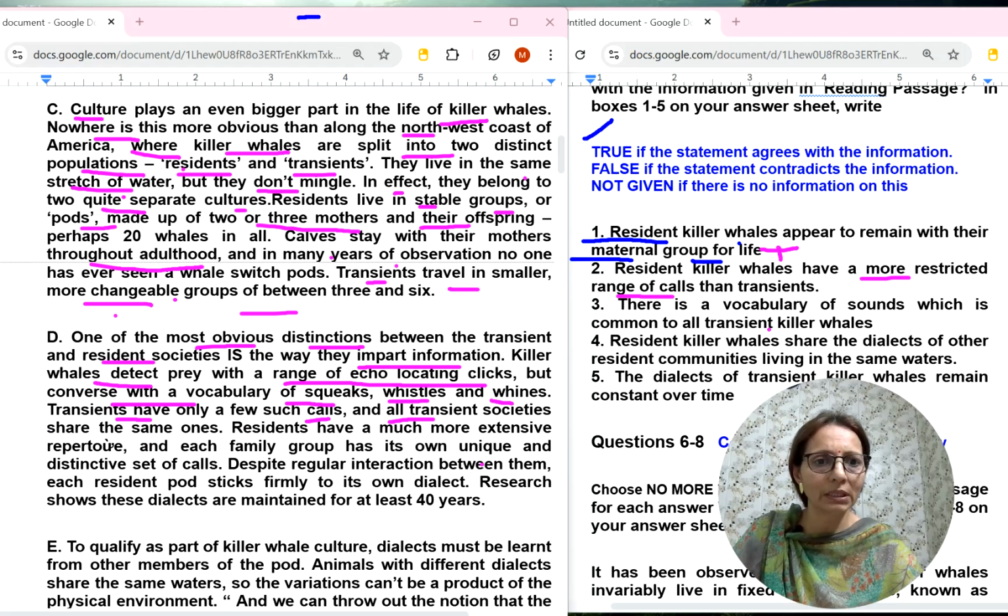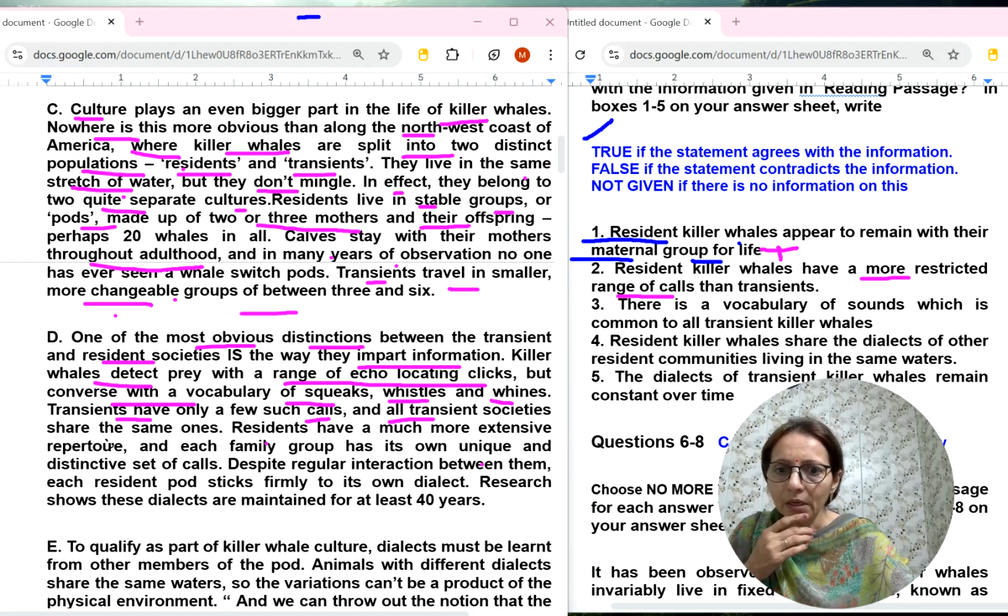But what they are asking is, resident killer whales have a more restricted range of calls than transient. Residents have a much more extensive repertoire and each family group has its own unique, distinct set of calls. So here it is given they have more restricted range of calls, but in the passage residents have a much more extensive repertoire. It means this is false.